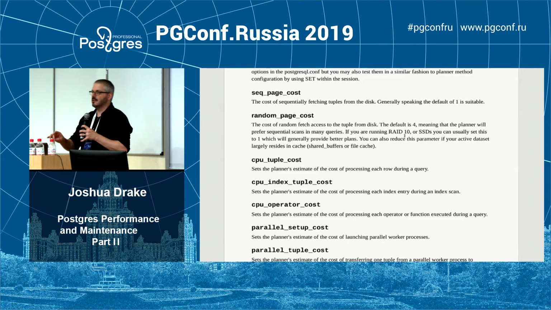And especially when you're dealing with, say, 20,000 IOPS EBS volumes or SSDs, it really doesn't matter if it's a sequential scan or a random fetch. Okay? And by setting it to the same, it is going to allow the planner to say, yeah, we're not worried about an index scan.